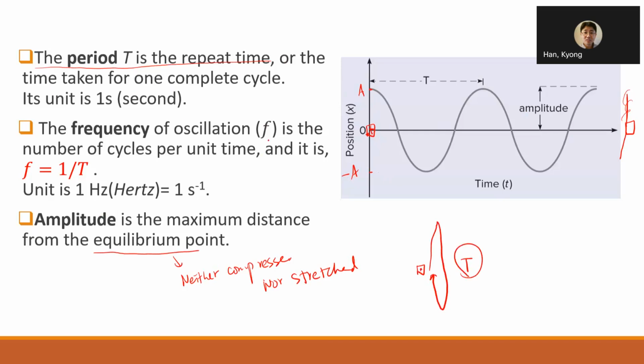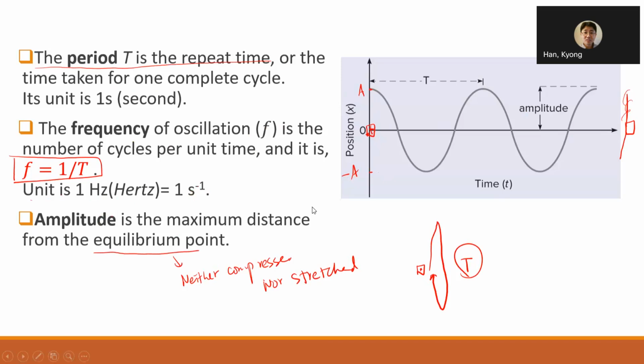Also, the reciprocal of the period is called frequency. It is the number of cycles per unit time, f equals 1 over T. The unit of frequency is 1 hertz, or 1 per second. Amplitude is the maximum distance.